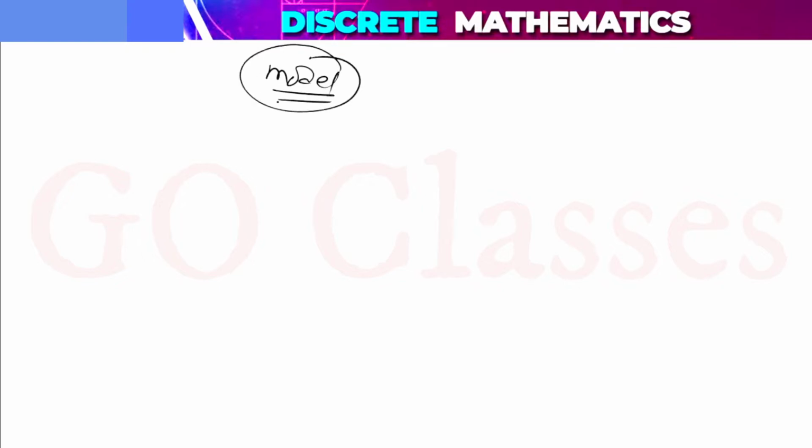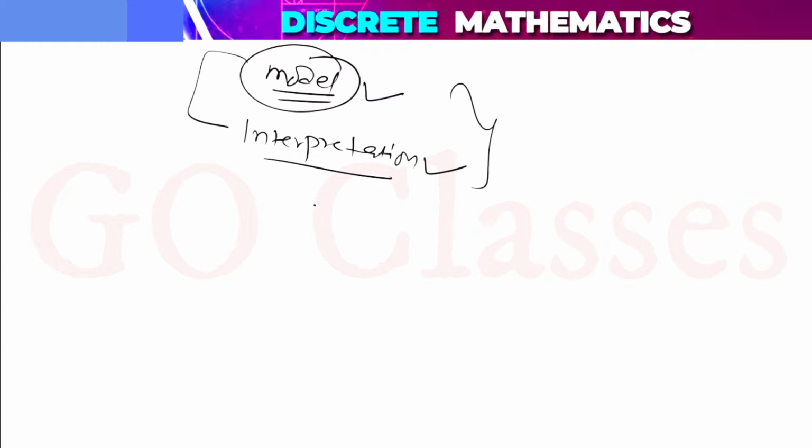What is this model thing? When we talk about model, automatically few things come with it, and one is what is interpretation. So we need to see basically these two concepts. Once we see these two concepts, you can very easily solve all these questions. So first we will see these concepts in propositional logic. Remember, in propositional logic we do not have quantifiers.